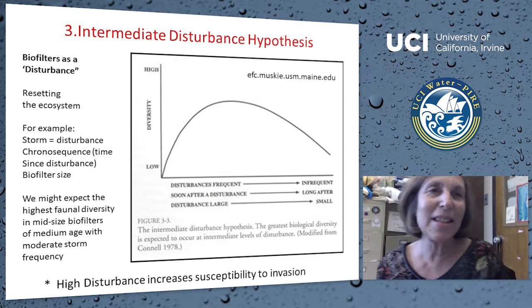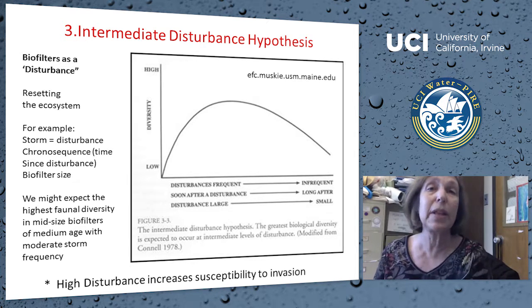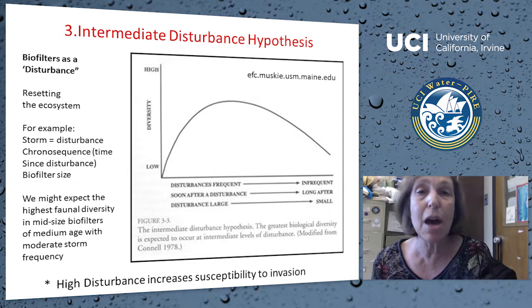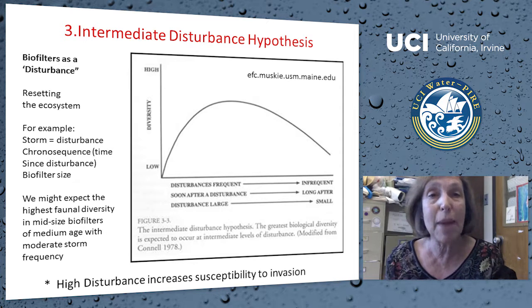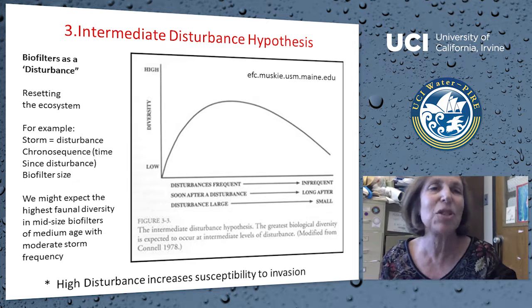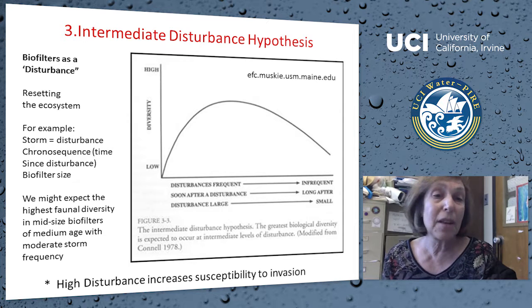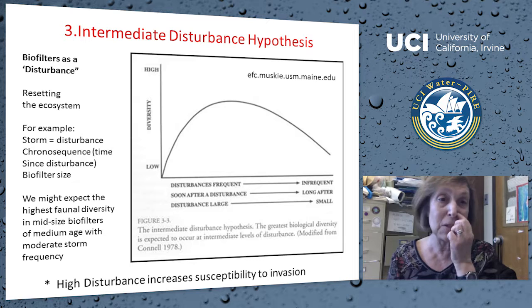Okay, next slide. Number 3, the intermediate disturbance hypothesis is another theory that could be relevant. This suggests that diversity is actually highest under intermediate disturbance conditions. And if we have an interest in maximizing diversity, because it might maximize function for the reasons I've just been talking about, we might want to expect to find the highest diversity in biofilters that experience intermediate disturbance.